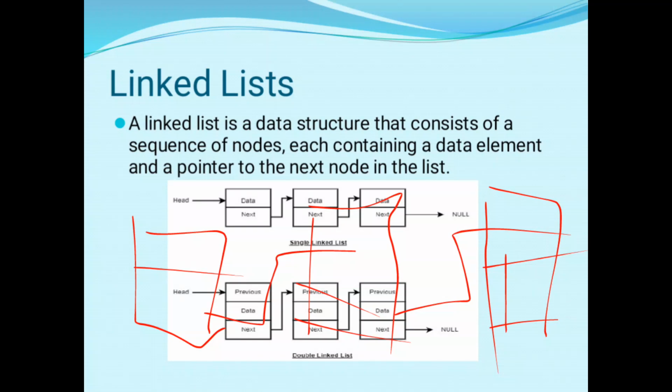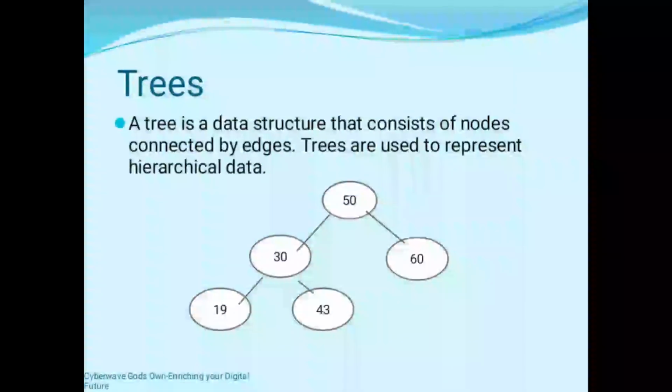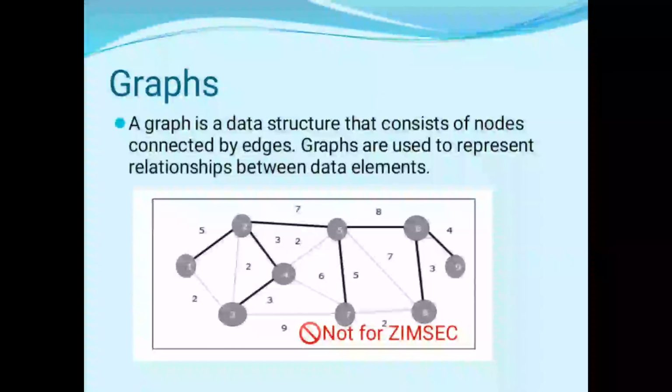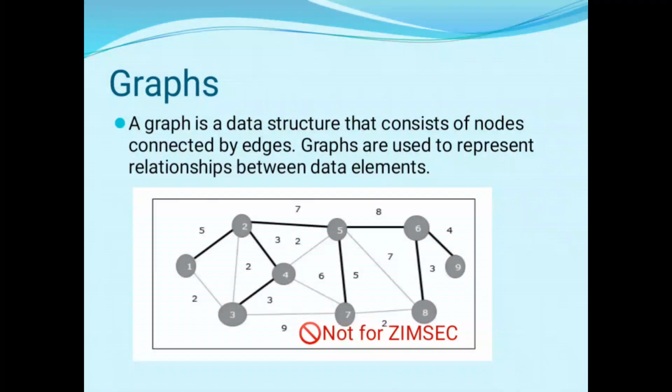Next is the tree. We all know trees by now. Trees are data structures that consist of nodes connected by edges, and trees are used to represent hierarchical data. Our last aspect is graphs. A graph is a data structure that consists of nodes connected by edges. Graphs are used to represent relationships between data elements, and this is strictly not for ZIMSEC.